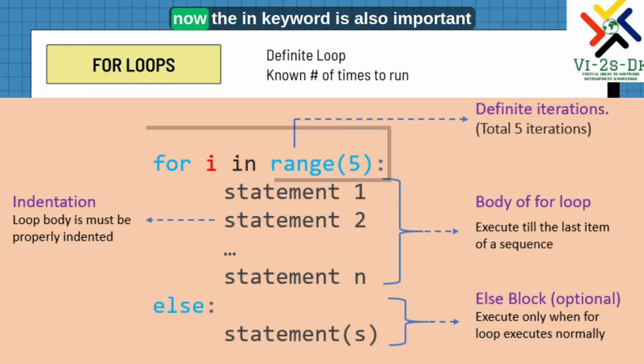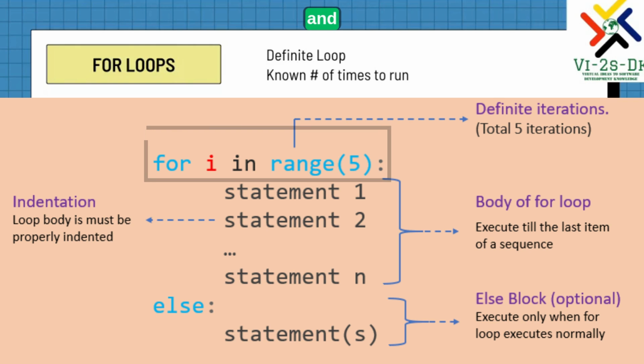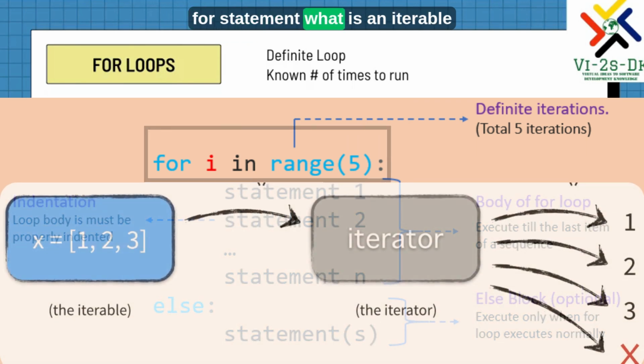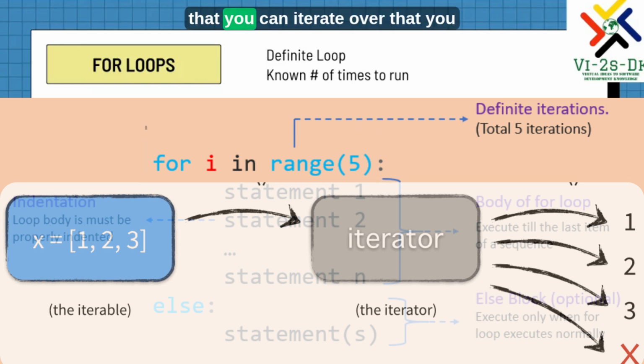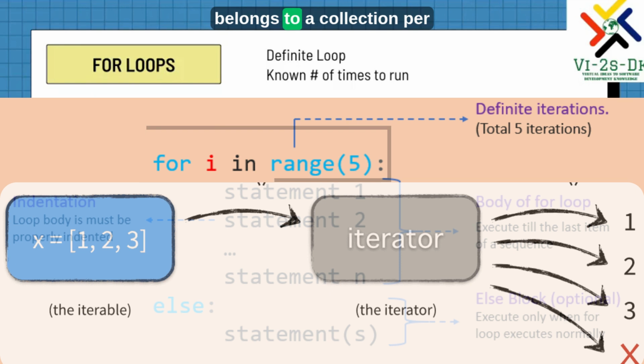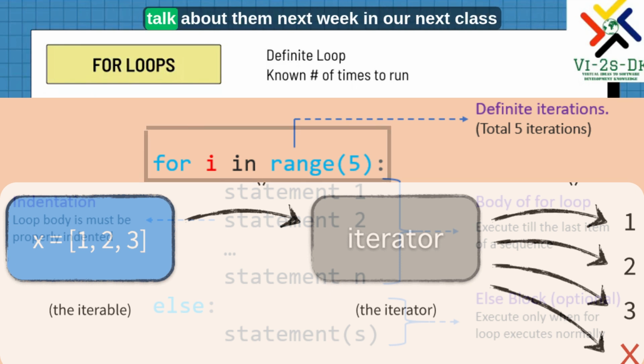Okay. So now the in keyword is also important, and an iterable. An iterable is what you have at the end of the header in your compound for statement. What is an iterable? An iterable is any object that you can iterate over, that you can count over. So it's anything that belongs to a collection per se. So we haven't talked about collections now. We'll talk about them next week in our next class, but that will definitely make more sense.